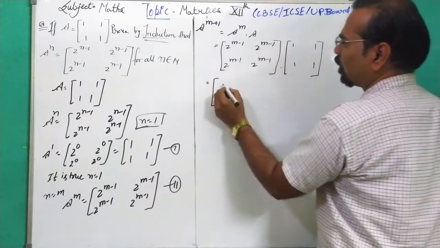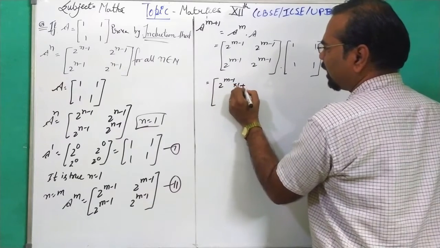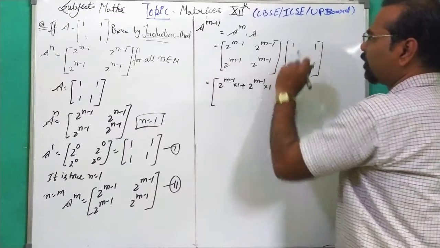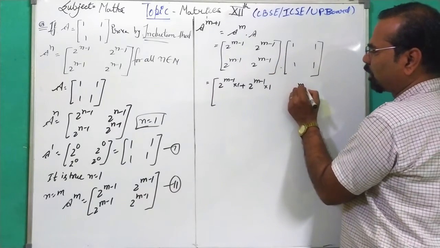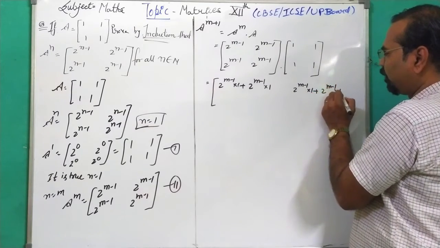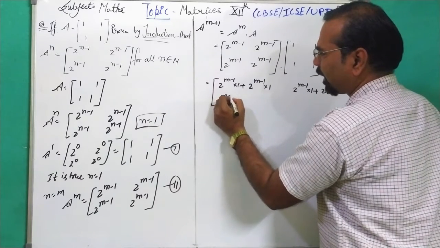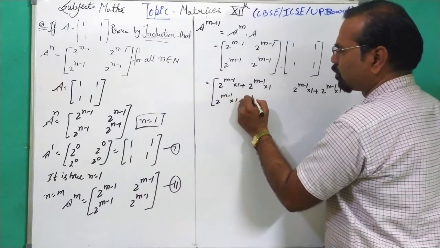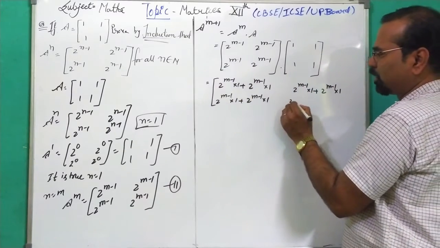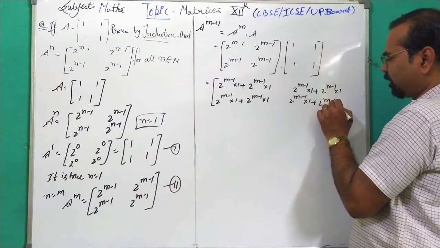First row and first column: 2 raised to the power m minus 1 multiplied by 1, plus 2 raised to the power m minus 1 multiplied by 1. That is the first row and first column. The second term, first row and second column, is again 2 raised to the power m minus 1 into 1 plus 2 raised to the power m minus 1 into 1. We do the same thing for the second row.